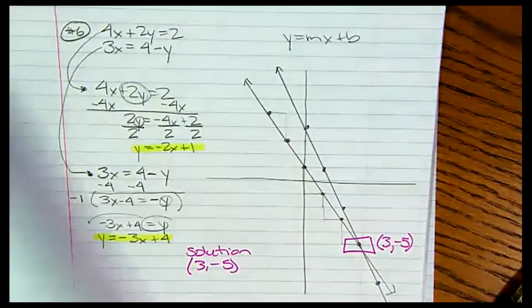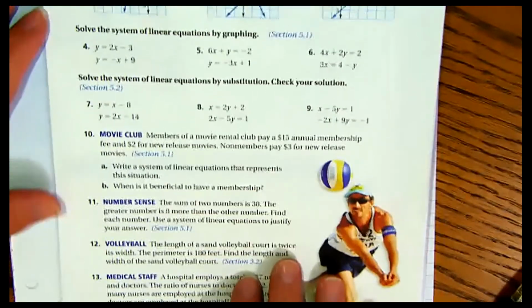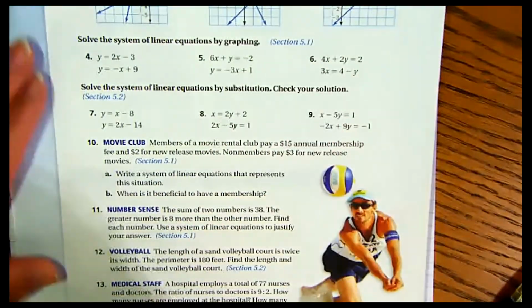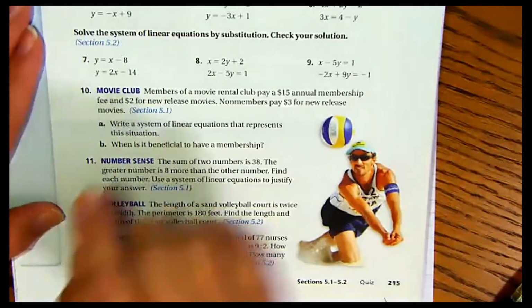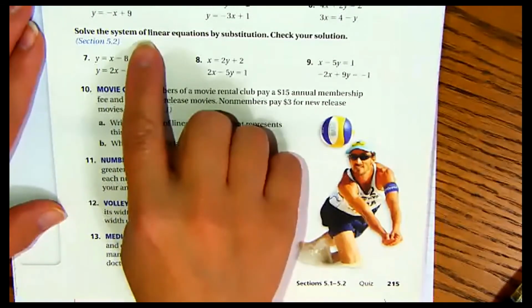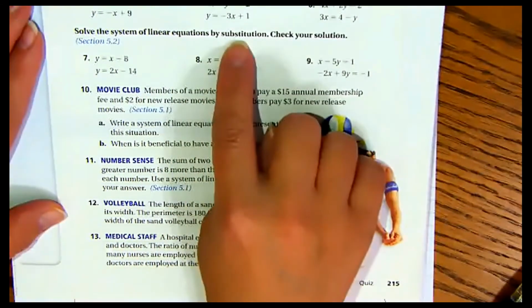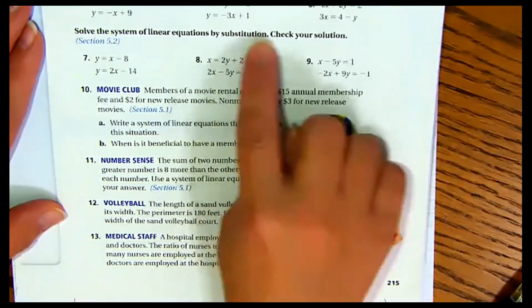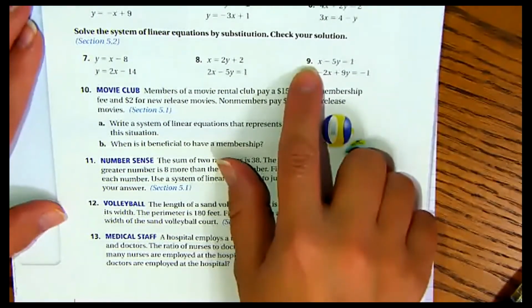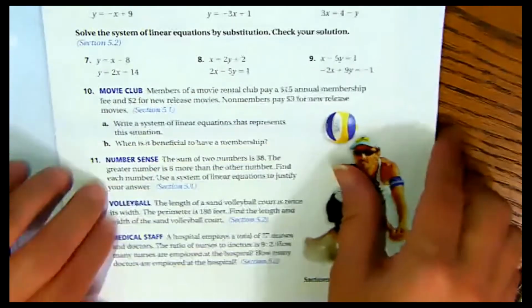So you guys have 4 and 5 to do. We did 6 together. So now let's take a look at 7, 8, and 9. Solve the system of linear equations by substitution. Check your solution. So we're going to do number 9 together.